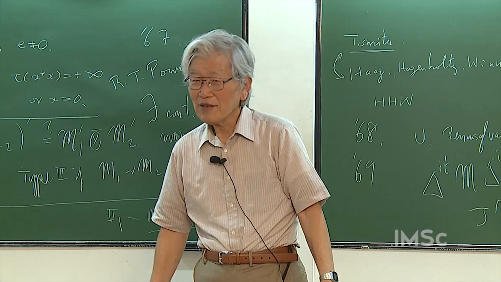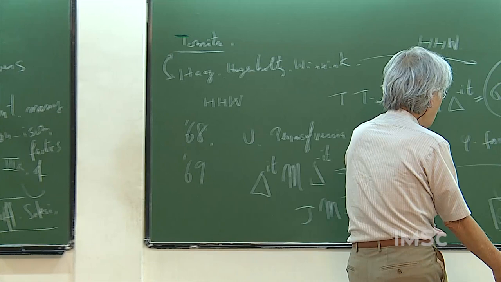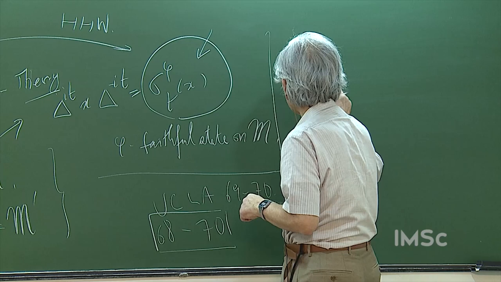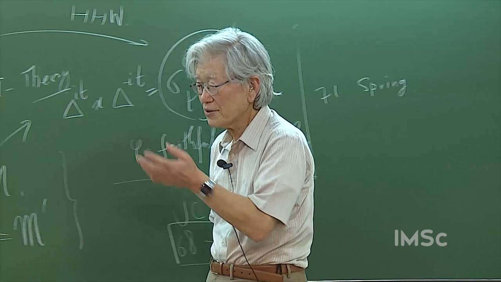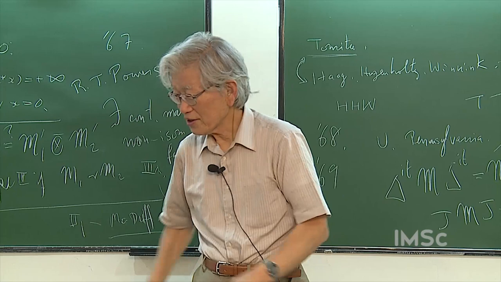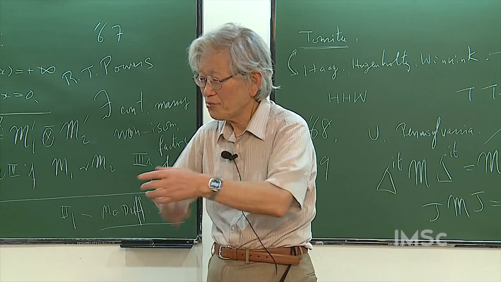And so that's the side story of the Tomita-Takesaki theory in this period. And then the spring of 71. Actually, these few years in operator algebras were so lucky, so many good coincidences occurred during that period. And I don't think it is realistic to expect that kind of coincidence to repeat again.